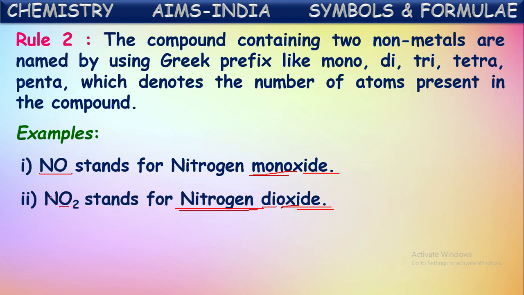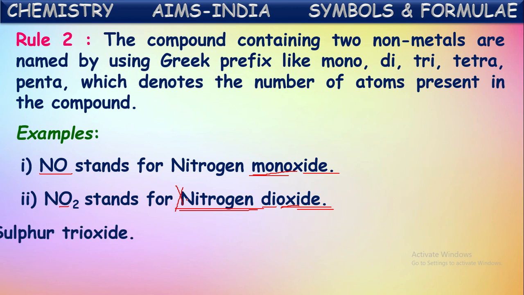For the first non-metal, we need not mention anything before the name if there is only one atom. If there is more than one atom, then we have to mention it compulsorily. Suppose there are two nitrogens, then it is dinitrogen dioxide. As there is only one nitrogen, nothing is mentioned here.